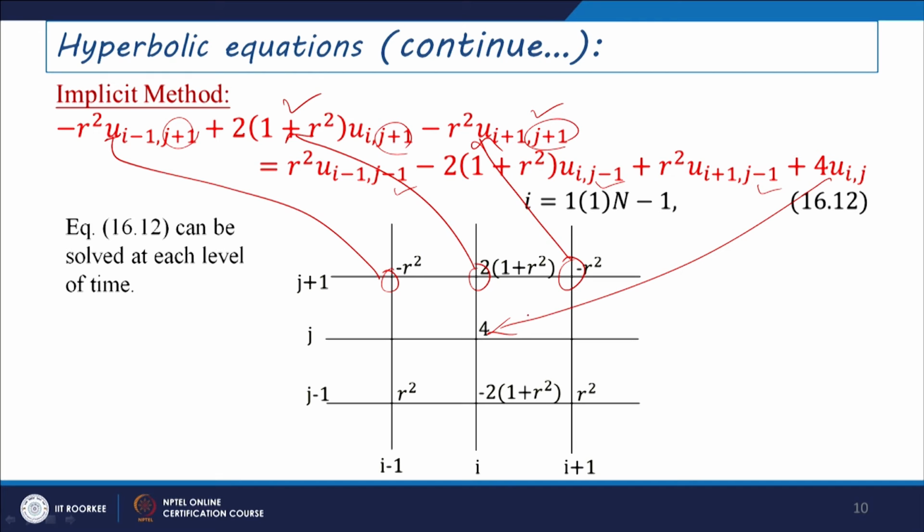And if you go for the j minus 1 step values, i minus 1 takes the coefficient r square, the middle takes minus 2 into 1 plus r square, and the i plus 1 takes the r square term here. So this forms the complete molecule for this equation.